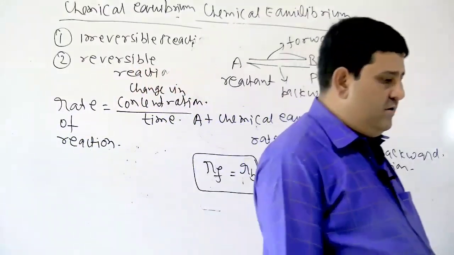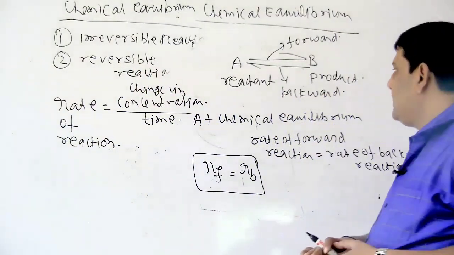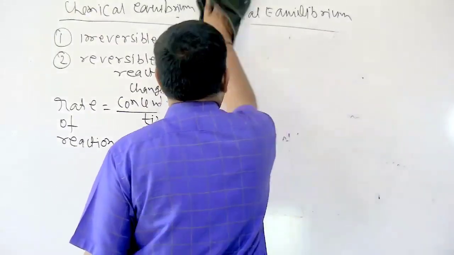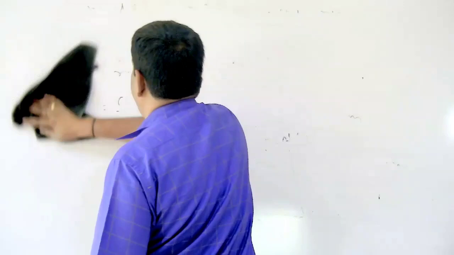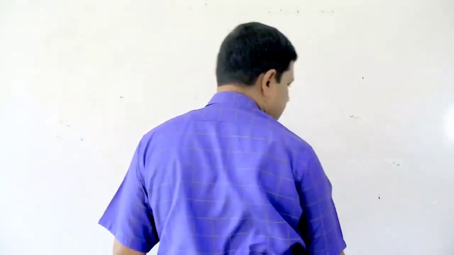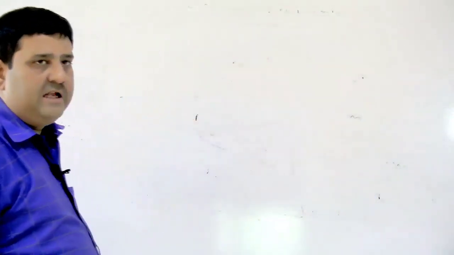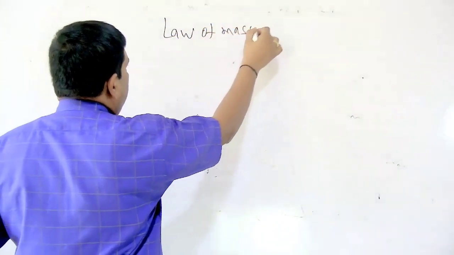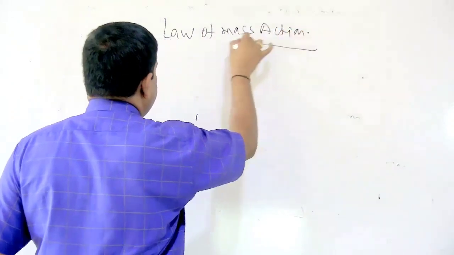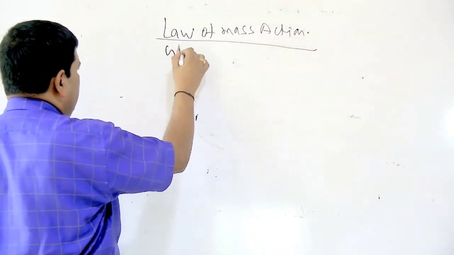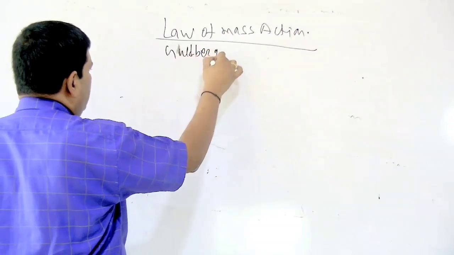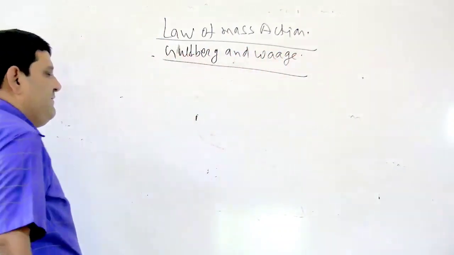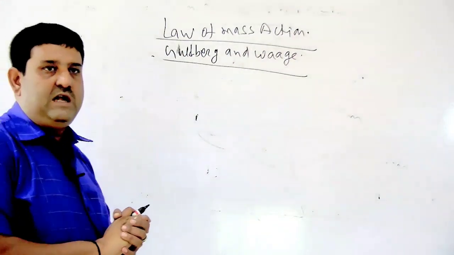Fine. So we have to understand this by a law that is given by Goldberg and Waage, and that is called the law of mass action. Let us see what that law is and clarify things. It was given by the scientist Goldberg and Waage in the 1800s, something like 1887, but we are not interested in that.